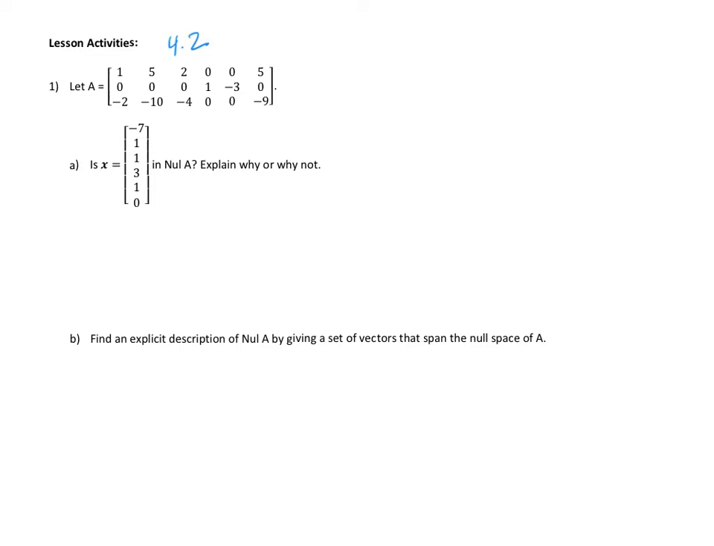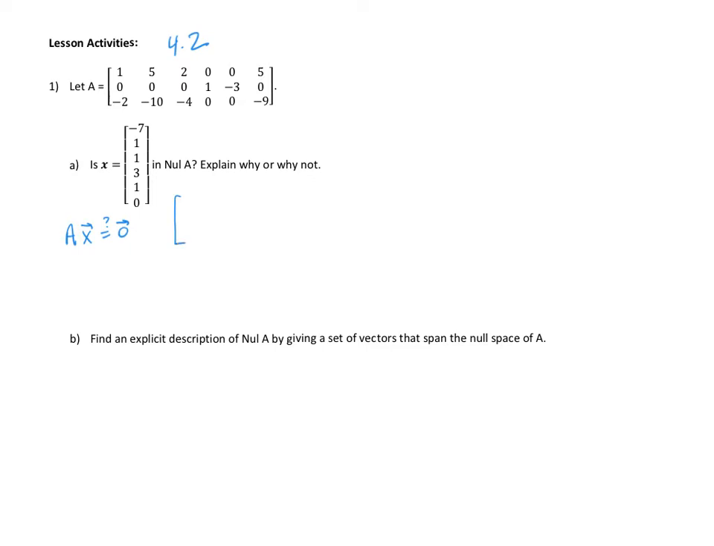Okay, we have a matrix A, and the question is: is this 6 by 1 vector in null A? What it means for a vector to be in the null space of a matrix is that the matrix times the vector equals 0. So my question is, does A times X equal the 0 vector?